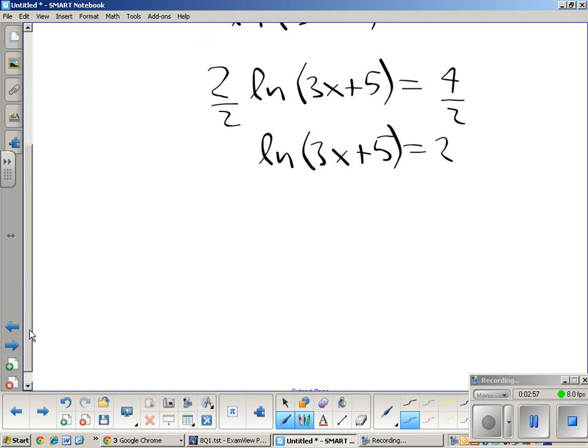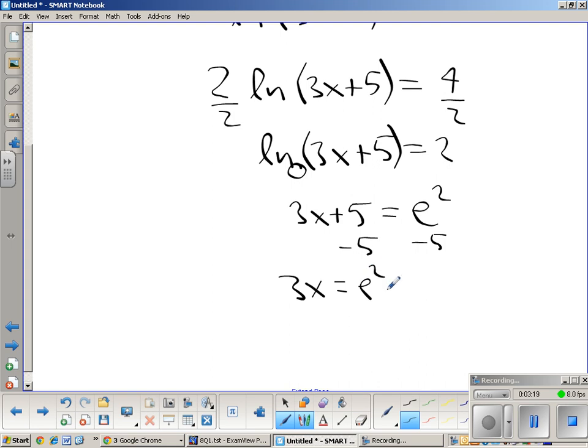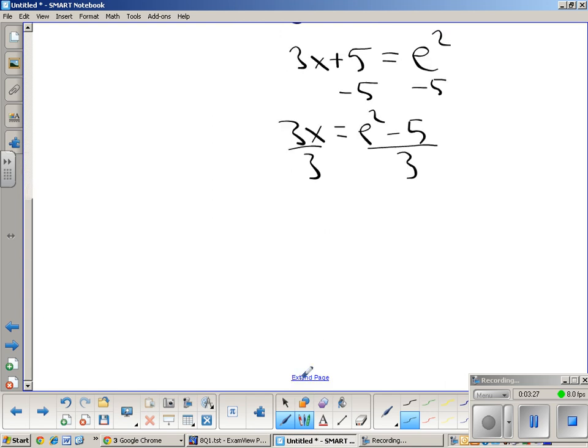And then what's the base? Right here, what's the understood base to be? e. So 3x plus 5 is equal to e to the second power. And if I subtract 5 from both sides, I get 3x is equal to e squared minus 5. And if I divide both sides by 3, I get x is equal to (e squared minus 5) over 3. And I could plug that in my calculator, round it off, and I get a number. Right?